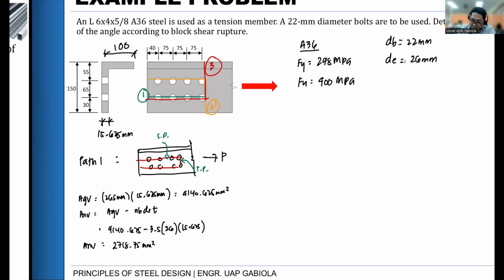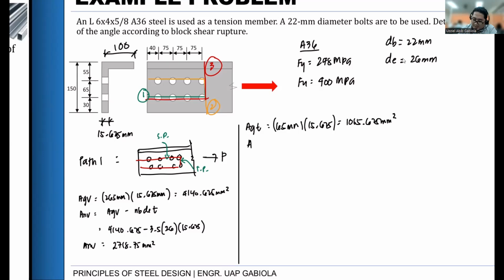Okay, next. Let's calculate our AGT. So for AGT, what we need is our tension plane. So this portion, and that portion is equivalent to 65 mm in width. So 65 mm times 15.625. We have 1,015.625 mm squared.